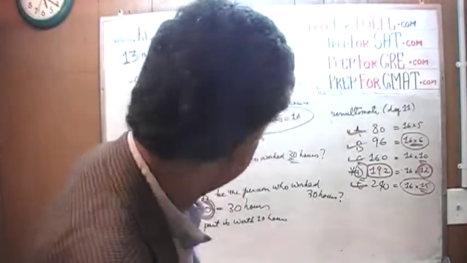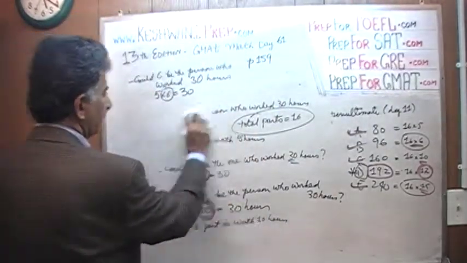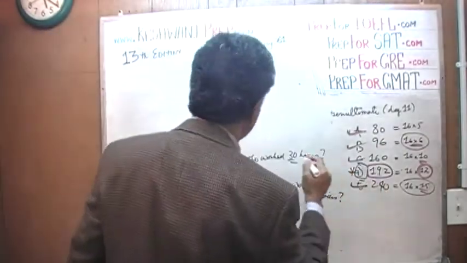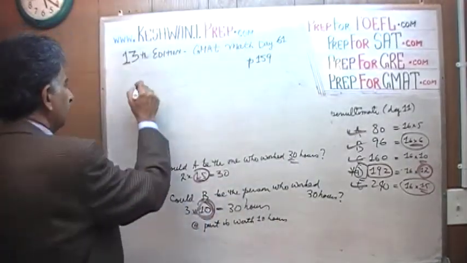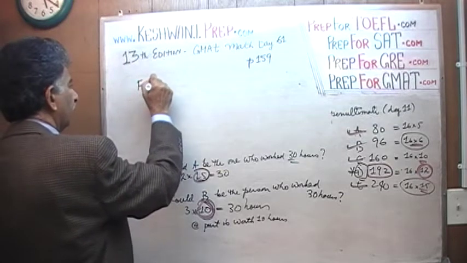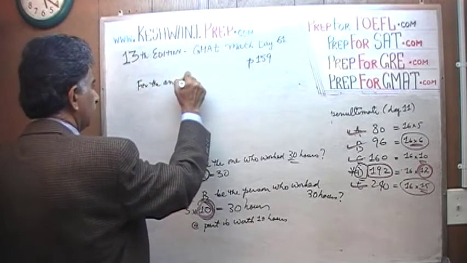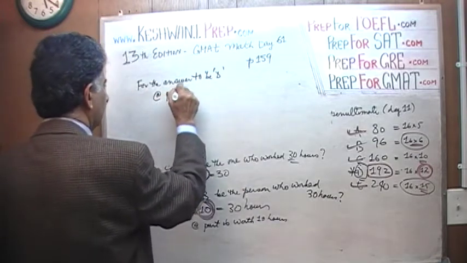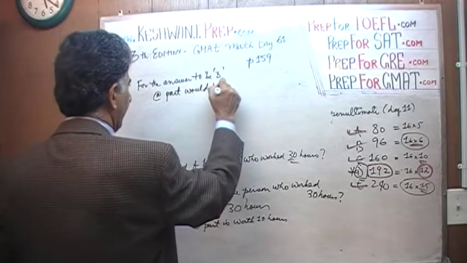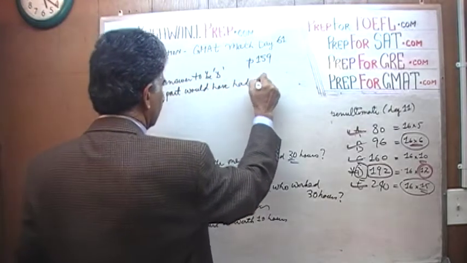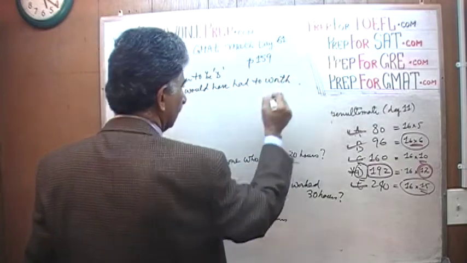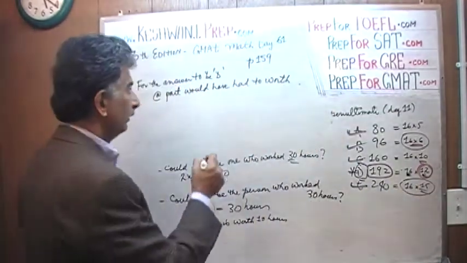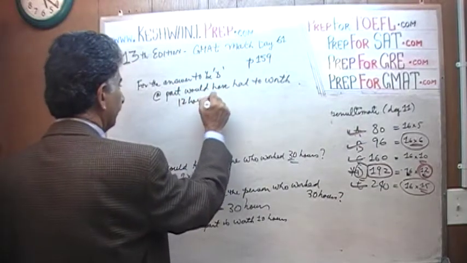Okay, let's continue here. On the top, I'm going to explain it. We already found the answer. The answer is D, but I'm just explaining to you why it is D. For the answer to be D, each part would have had to be worth 12 hours, because it's 16 times 12. Total parts are 16.